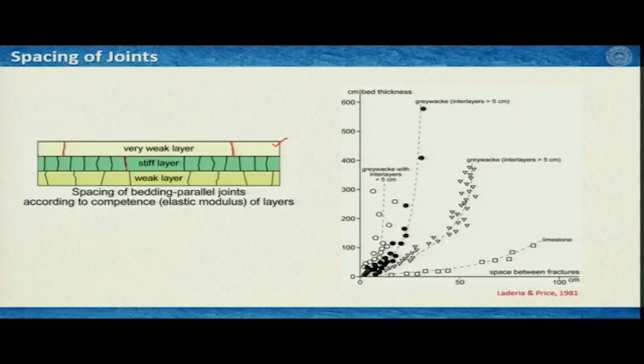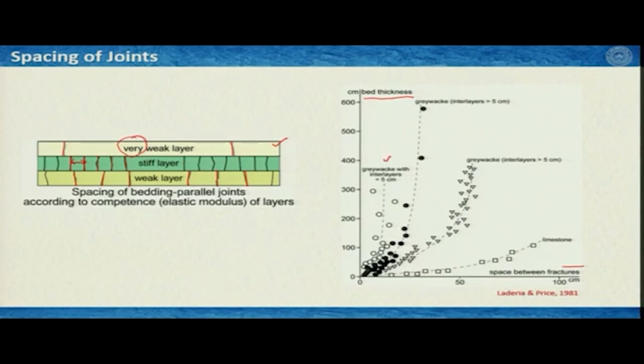If you have stiff layers, then the joints are very much concentrated, that means the spacing is much less. And if you have a weaker layer, this is a very weak layer, then you see different spacings in between the stiff layer and the very weak layer. This is another example showing the plot of bed thickness versus space between the fractures. So, that means how lithology is controlling the spacing of the joints.